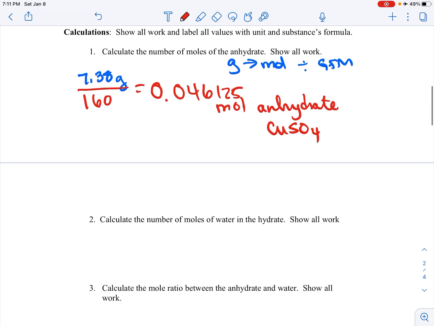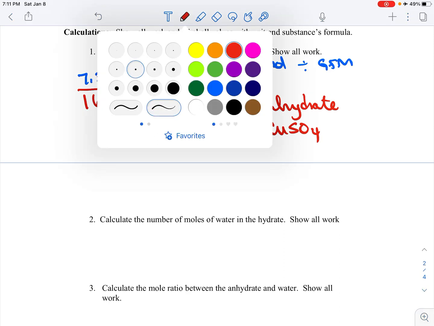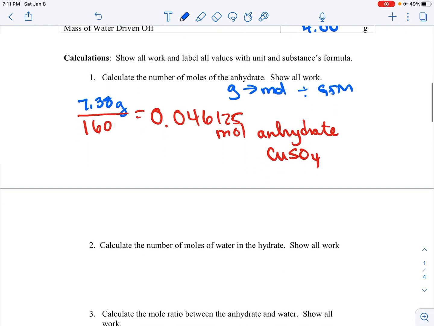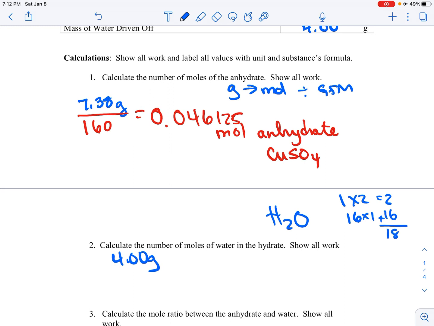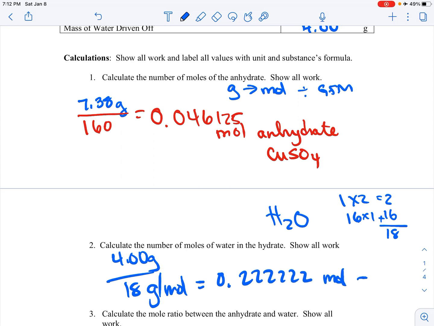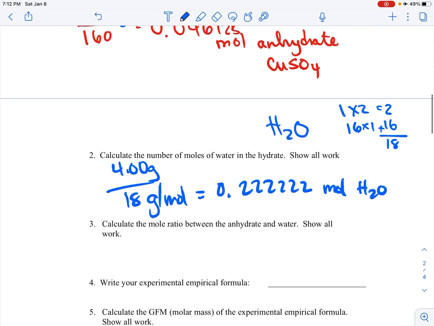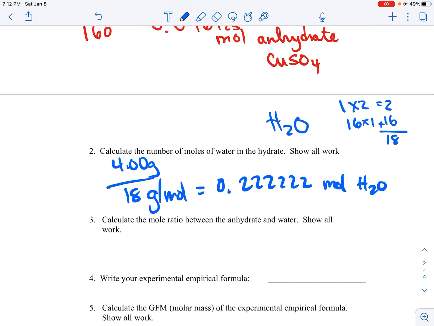Then it says calculate the number of moles of water in the hydrate. So we had grams of water was 4. And the GFM of water, which you might already remember, it's 1, but there are 2 of them. And 16, and there's one of them. So 18 grams per mole. So 4 divided by 18. Repeating, moles of water.